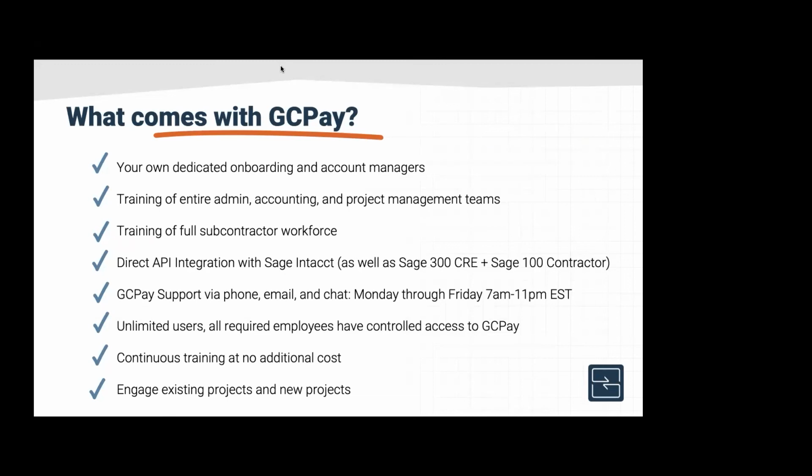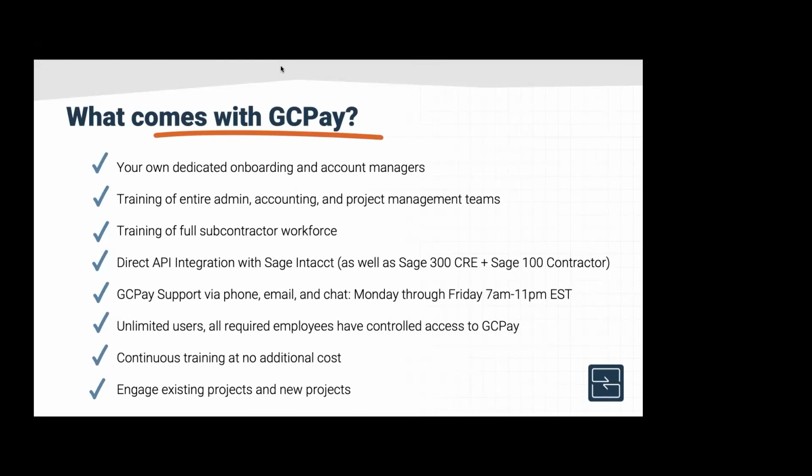Like I mentioned, GCPay comes with a direct API integration with Sage Intacct, as well as 300 CRE and Sage 100 Contractor. What I think is probably most important for your team and especially your subcontractors is our incredible 7 to 11 GCPay support via phone, email, or chat. So again, we never, ever want subcontractors calling your team again for help with invoices or lien waivers. We train them from the get-go.